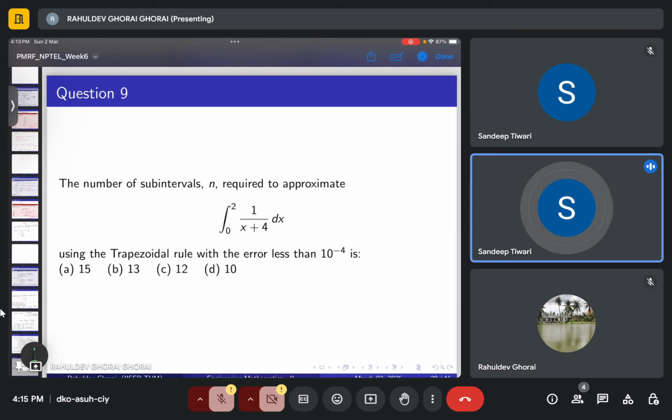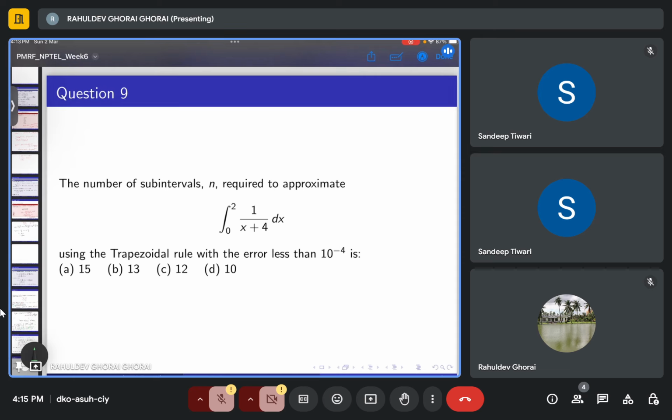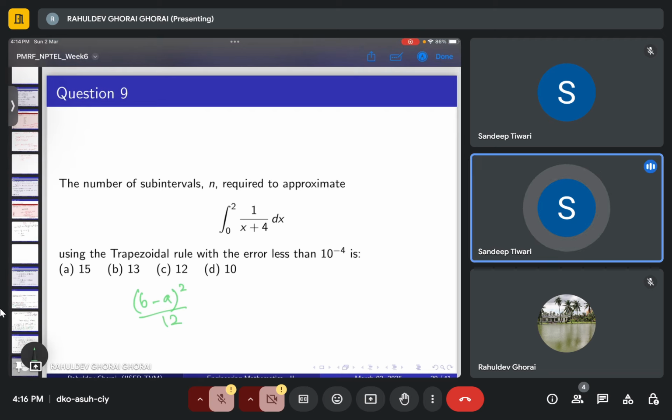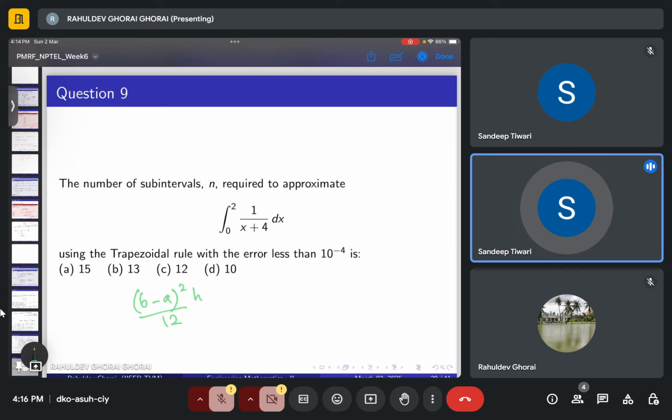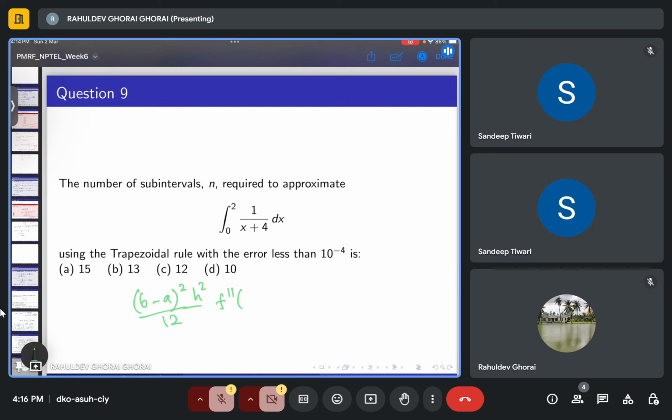The error in the trapezoidal rule is given by the formula minus h square upon 12 times (b minus a) times y double dash x bar, where x bar is some point in 0 to 2. F double dash x bar, where x bar belongs to 0 to 2, right? That's all it is.